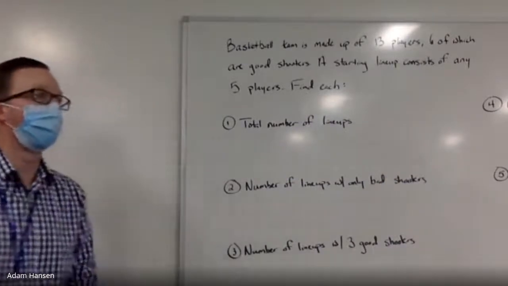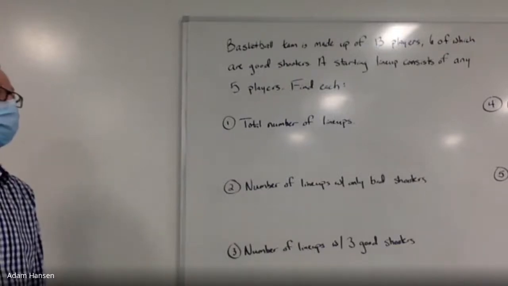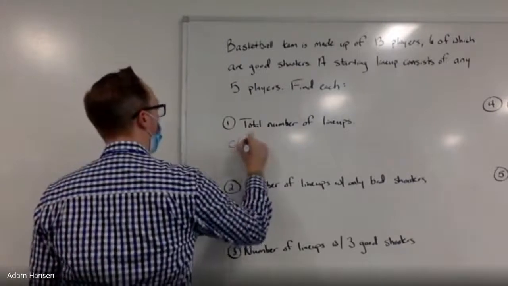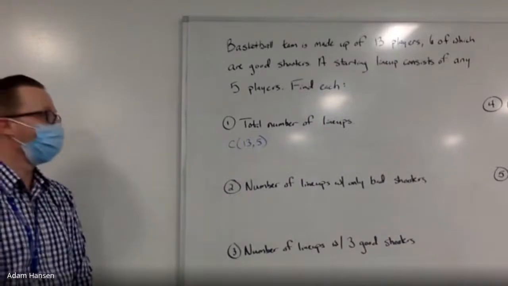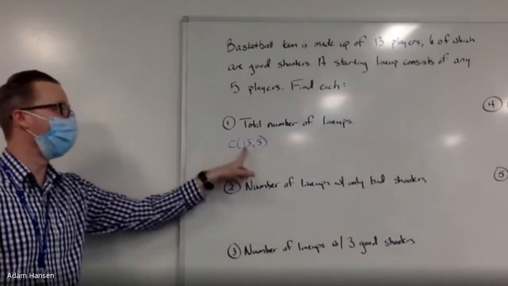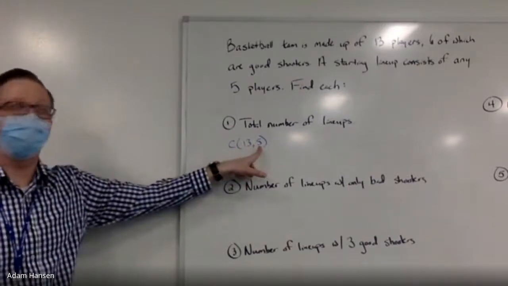How many different people? 13. I need any combination of 5 of them. I need to find 13 choose 5. From 13 players, how many unique combinations of 5 are possible?